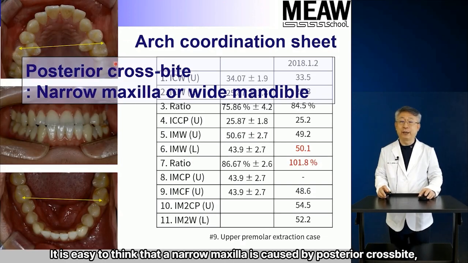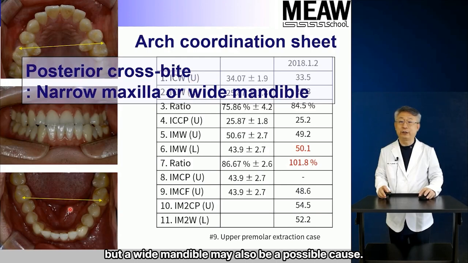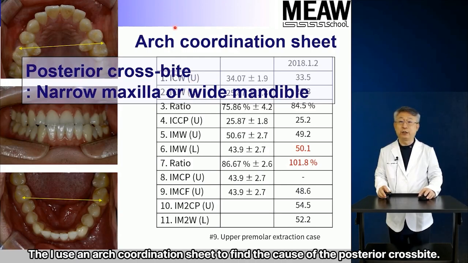It is easy to think that a narrow maxilla is caused by posterior crossbite, but a wide mandible may also be a possible cause. We use an arch coordination sheet to find the cause of the posterior crossbite.